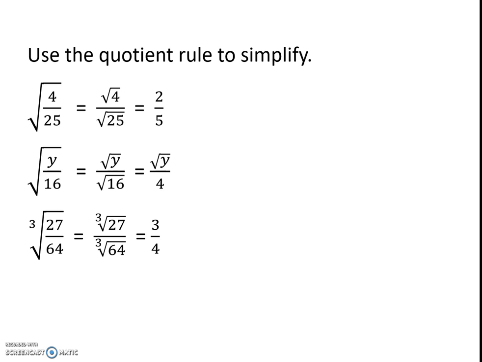Now we have the cube root of 27/64. We can write that as the cube root of 27 over the cube root of 64. Well, the cube root of 27 is 3, and the cube root of 64 is 4. So our answer is 3/4.